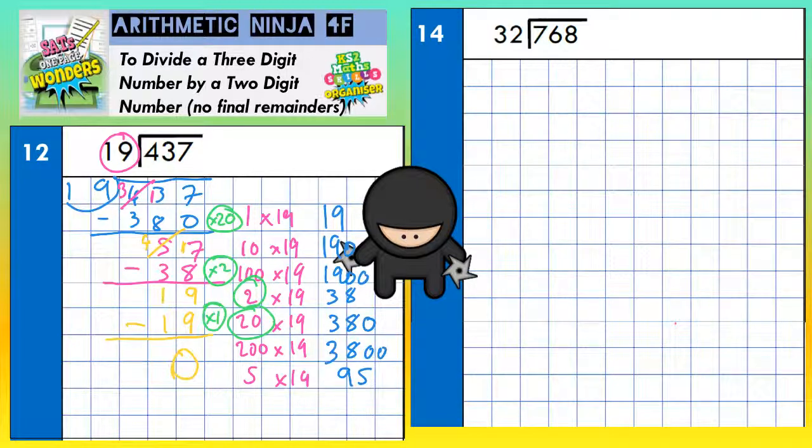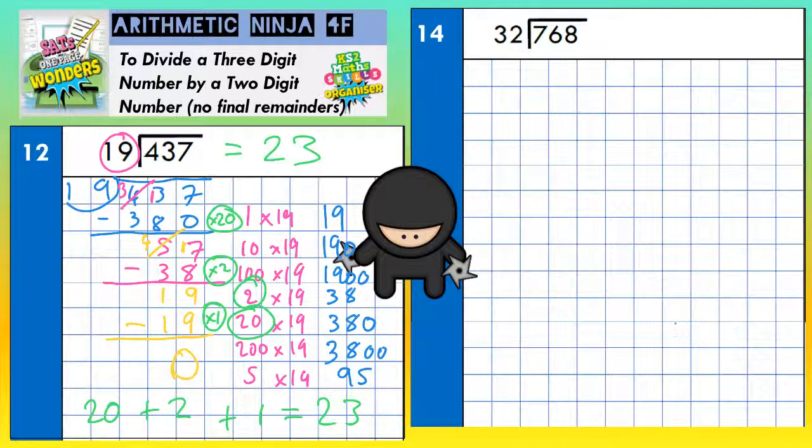So all we've got to do now, that's as low as we can go, we've got to add up our chunks. So we've got a chunk of 20, a chunk of 2, and a chunk of 1. 20 plus 2 plus 1 is 23. So the final answer, 437 divided by 19 equals 23.